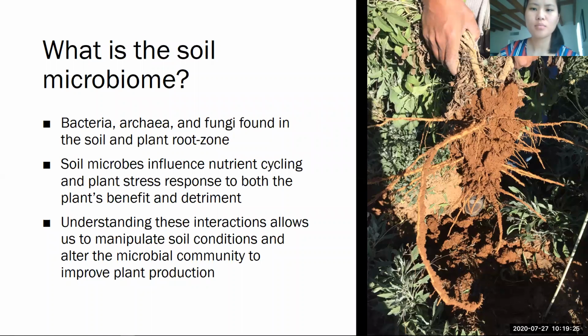First of all, the term soil microbiome refers to the bacteria, archaea, and fungi that exist in the soil, including the soil that surrounds the plant's root zone, as you can see pictured on the right. If we can understand how soil microbes interact with a plant, we can alter the soil conditions and therefore the microbial community to improve Waiuli crop production. Plant microbe interactions for other production crops are already commonly employed, such as utilizing rhizobia to enhance alfalfa growth. We want to do the same for Waiuli.